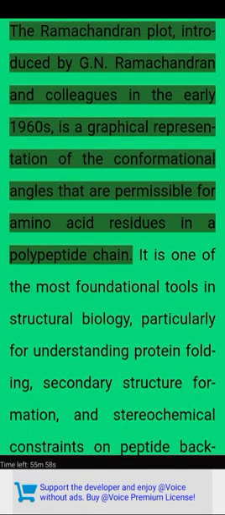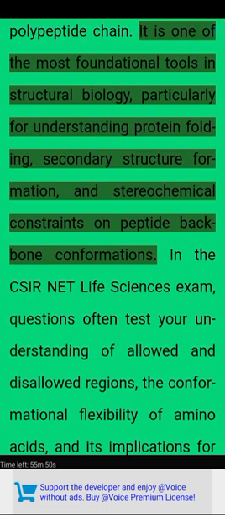The Ramachandran plot, introduced by G. N. Ramachandran and colleagues in the early 1960s, is a graphical representation of the conformational angles that are permissible for amino acid residues in a polypeptide chain. It is one of the most foundational tools in structural biology, particularly for understanding protein folding, secondary structure formation, and stereochemical constraints on peptide backbone conformations.